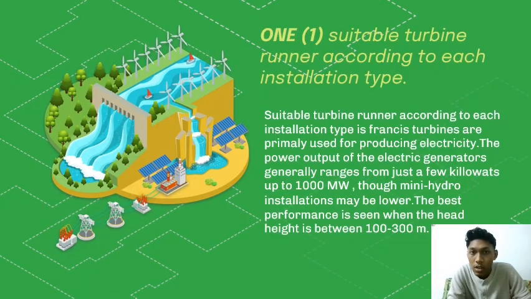Okay, the second question is to identify a suitable turbine runner according to each installation type. The answer is the Francis turbine, primarily used for producing electricity. The power output of the electric generator generally ranges from just a few kilowatts up to 1000 megawatts. Each small mini hydro installation may be lower. The best performance is seen when the head height is between 100 to 300 meters.